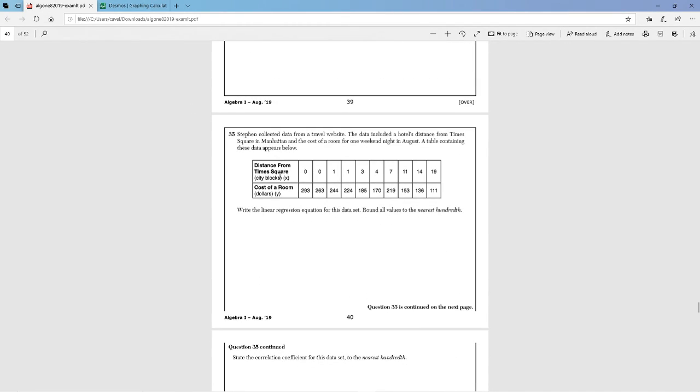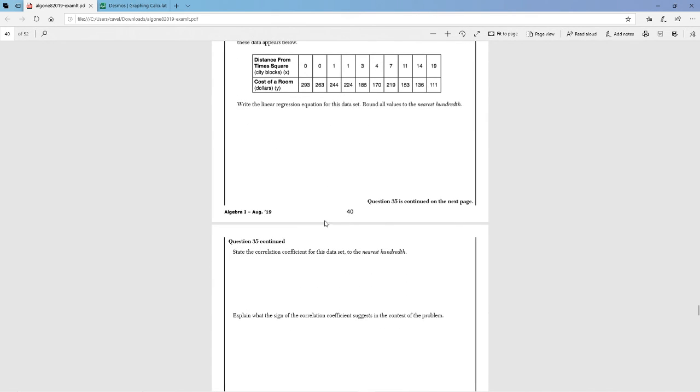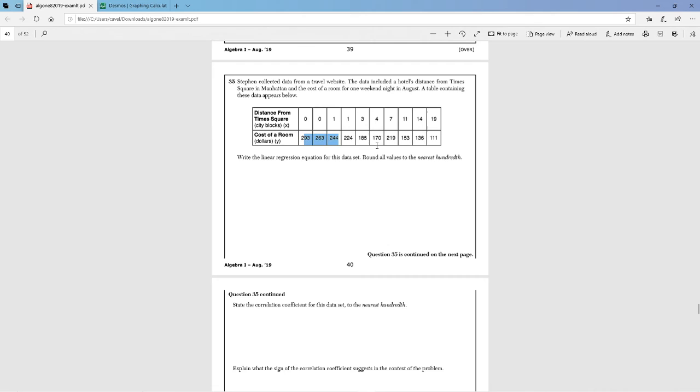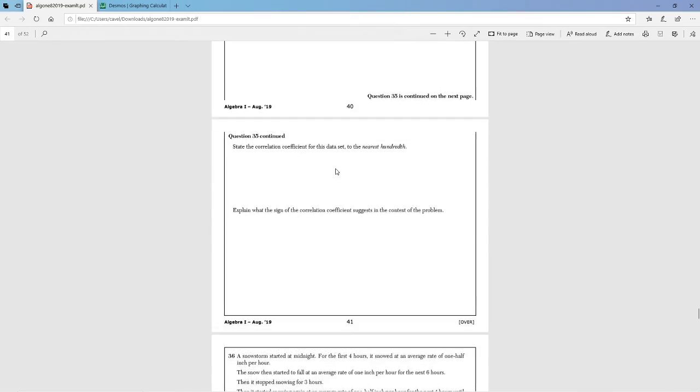All right. Let's see. Stefan collected data from a travel website. The data included a hotel's distance from Times Square, Manhattan, and the cost of a room for one weekend night in August. A table containing these data appears below. Write the linear regression equation for this data set. Alright, you're going to have to just use a calculator and plug these values in. This would be list 1, this would be list 2, and I believe under math or stat you should be able to do one variable stats, and it should give you different regressions, whether you want linear, exponential, quadratic, etc., or polynomial.